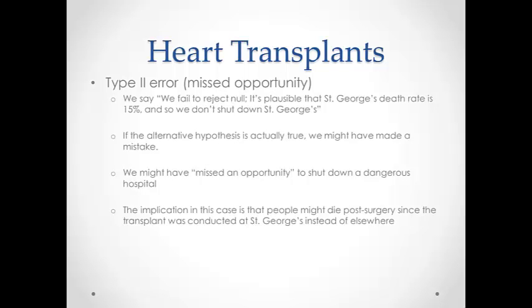The other kind of error that we could have made is called a type 2 error or a missed opportunity. This is when we say we fail to reject the null hypothesis. It's plausible that St. George's death rate is 15%, and so we're not going to shut down St. George's. If the alternative hypothesis is actually true, we might have made a mistake. We might have missed an opportunity to shut down a dangerous hospital. The implication in this case is that people might die post-surgery since the transplant was conducted at St. George's instead of elsewhere where the death rate is lower.